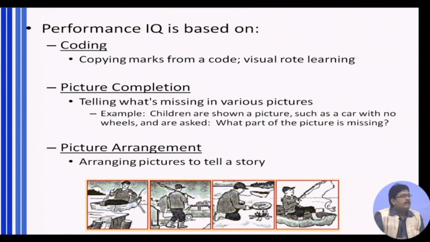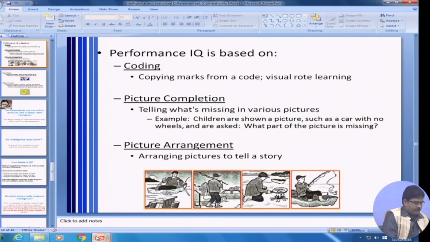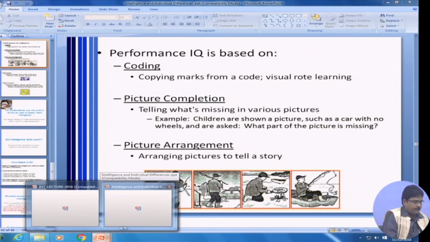We have also seen that performance IQ is based on coding and decoding, picture completions, picture arrangements. For example, copying marks from a code and visual rote learning. We have seen these in other tests, like coding and decoding. For example, here is an example of the test of coding.